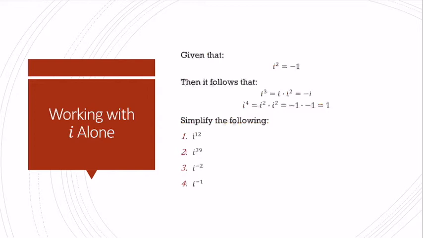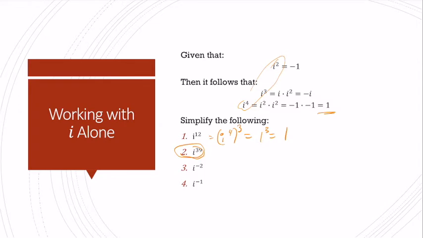When we're working alone with i, it's important to remember i squared is negative 1. So i cubed is negative i, and i to the fourth is 1. So if I can rewrite these as products of i to a specific power, it's going to continue to follow the same pattern. So if I have i to the 12th, that's i to the fourth cubed. Well, i to the fourth is 1, and 1 cubed is just going to be 1.